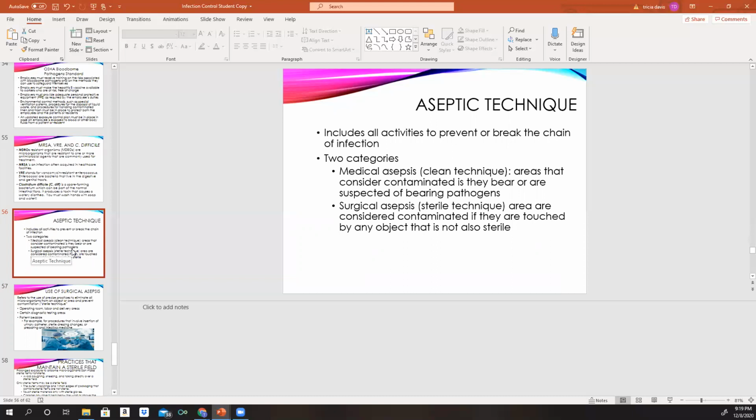So you have your medical asepsis, or you also hear it called your clean technique. This involves procedures and practices that reduce the number and transfer of the pathogens. Medical asepsis procedures include performing hand hygiene and wearing gloves. Then you have your surgical asepsis, or what you'll hear called sterile technique, which includes practices that are used to render and keep objects and areas free from microorganisms. So surgical asepsis procedures, you'll find them when you're inserting urinary catheters and when you're inserting IV catheters. You want to be sterile.